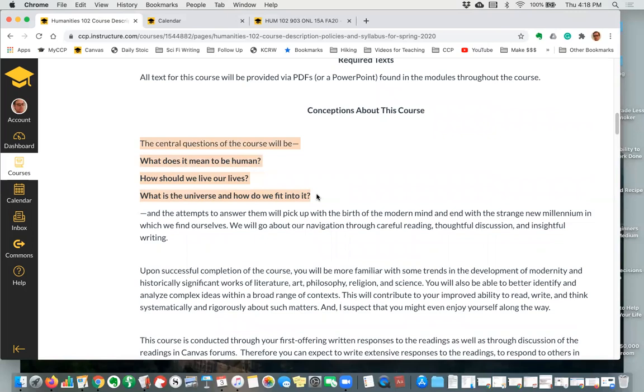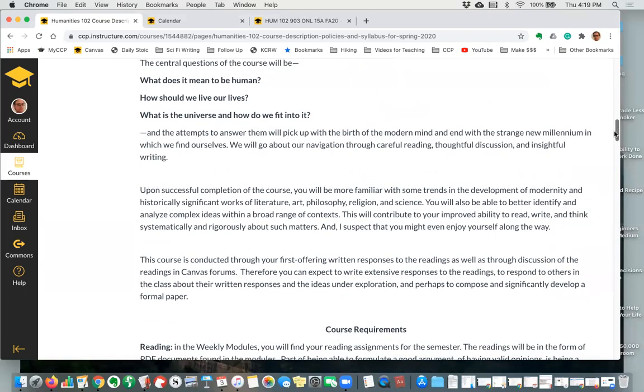Another question is, how should we live our lives? The moral question of them all. What's the right life? What is the good life? And of course, the final question the class tries to address is, what is the universe and how do we fit into it? Is the universe just dead matter and we're nothing? Or is the universe a gift from God and we are of central importance to it? Or is it some other thing? What is the universe exactly? These are the sorts of questions that our readings will address either directly or indirectly.